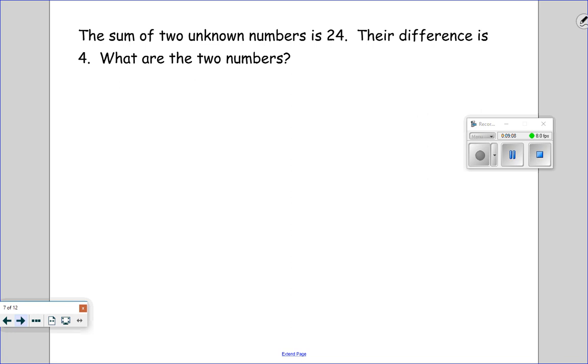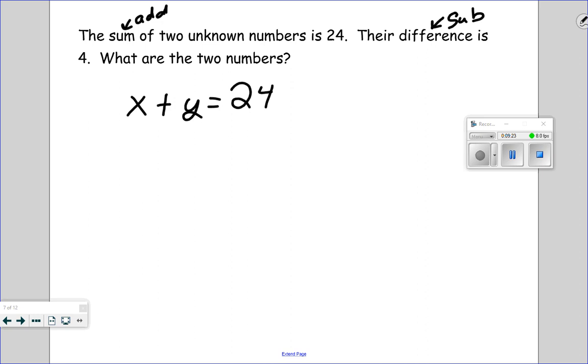Sum means that we add. So when we see that, we know the sum of these two numbers is 24. That means x plus y equals 24. Difference is the other thing they tell us. That means subtract. Their difference is 4. So when I subtract them, I get 4. So I know if I add x plus y, it's 24. x minus y is 4. Those are my two equations.